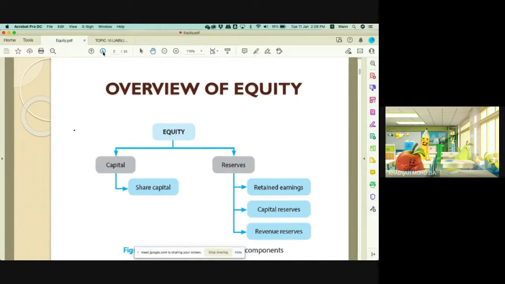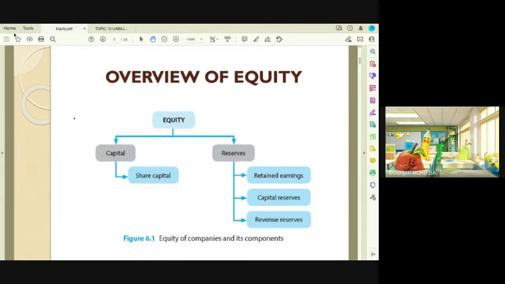So equity. If you look at your financial statement, the statement of your financial position, you have your asset, liabilities, and owner's equity. So we are looking at that part where we have the owner's equity, which we call equity. For equity, there are two types: one is the capital, which is actually the share capital, and the other one is the reserve. This reserve is further broken into retained earnings, capital reserve, and revenue reserve. So these are the equity of companies and its components.